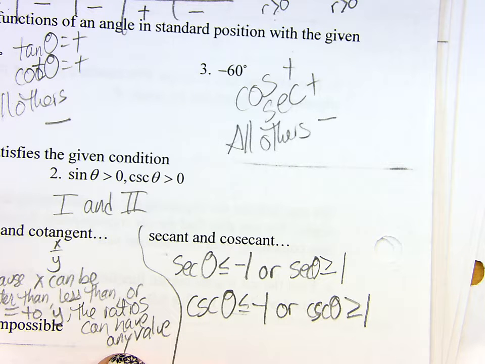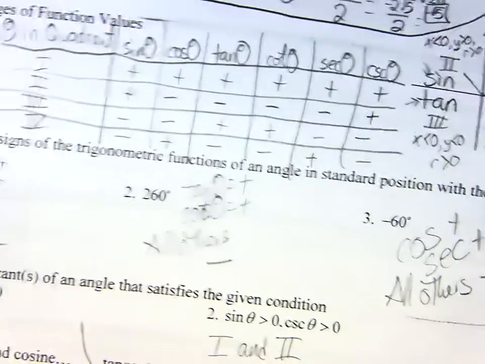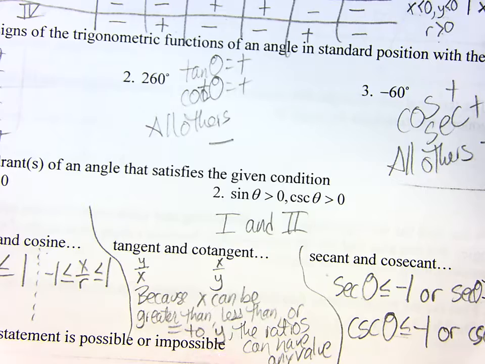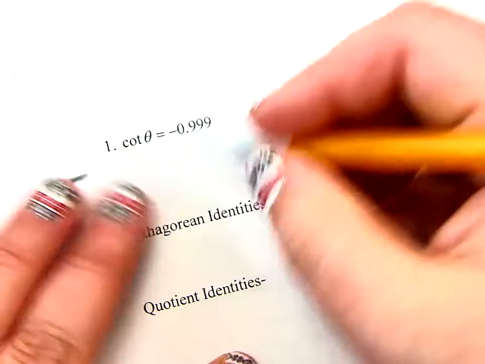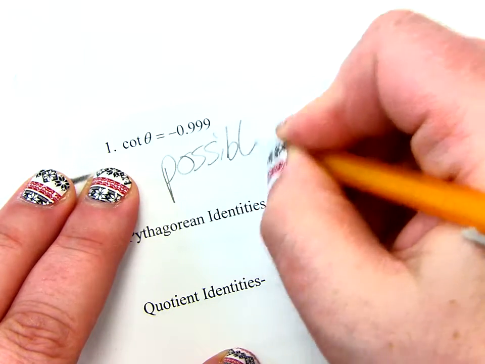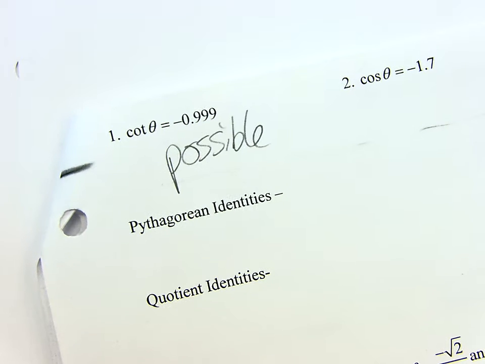Everybody's all right so far? I'll take your silence as a yes. We're doing great. Okay, so if you look at the next little bit, you're just determining if these are possible or impossible values. So for the first one, can I have a cotangent that's negative 0.99999? Well, let's look. Cotangent, if I look back here, it tells me cotangent can basically be whatever it wants. So yes, that is possible. Tangent and cotangent, they really have free rein to be anything they want to be.